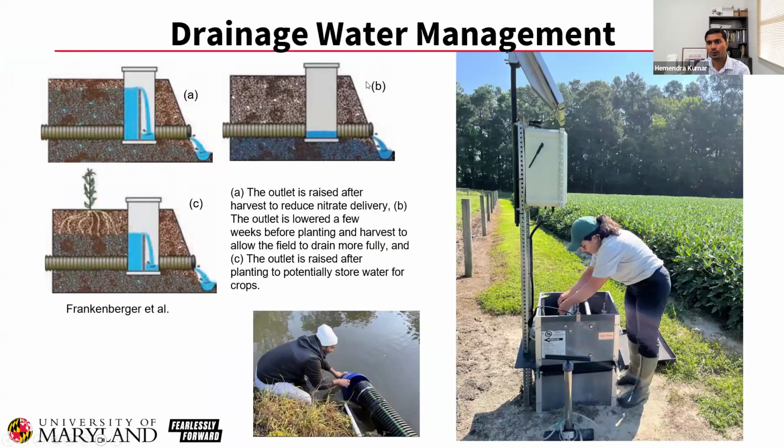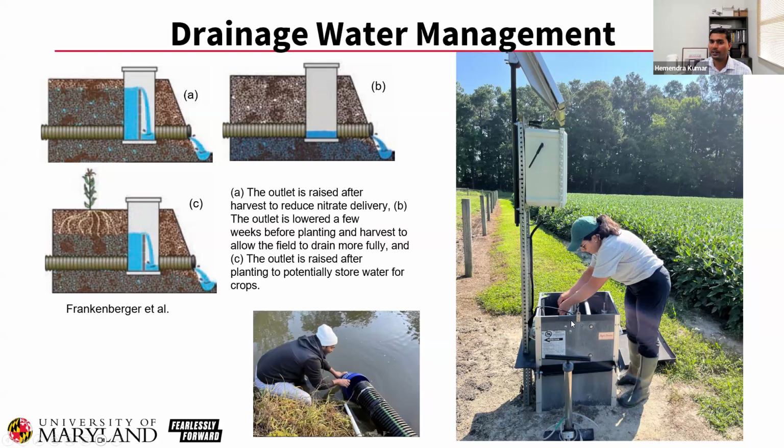Another aspect of water management is drainage water management. This is very common in the Midwest because of the soil type, and they don't have much irrigation in that area. So they have to deal with the drainage. This is the drainage water management system, meaning we install drainage structures at the edge of the field and we put tiles inside the field and make the water flow through these channels.